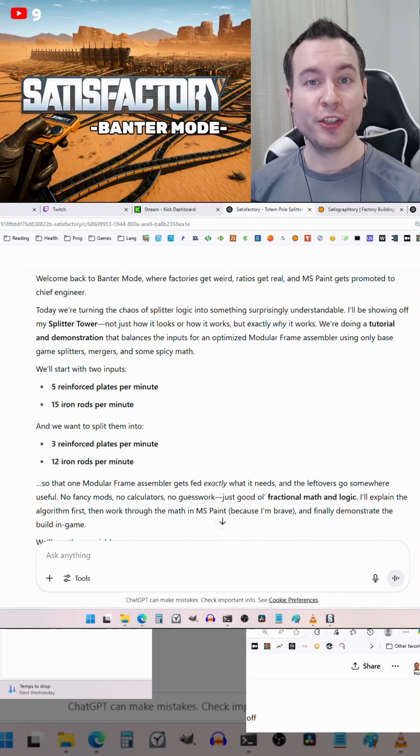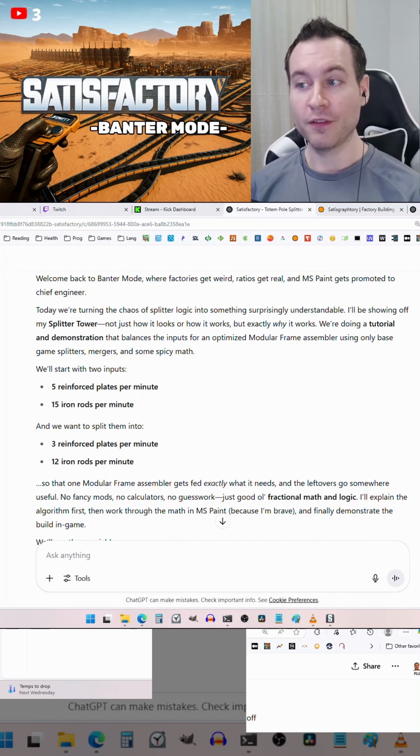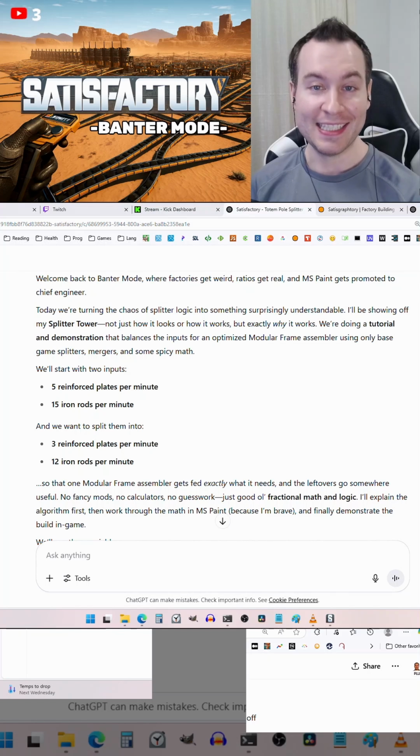We'll start with two inputs, 5 reinforced iron plates per minute and 15 iron rods per minute. And we want to split them so that we end up with 3 reinforced iron plates per minute and 12 iron rods per minute, so that one modular frame assembler gets fed exactly what it needs, and the leftovers go somewhere useful. No fancy mods, no calculators, no guesswork, just good old fractional math and logic.